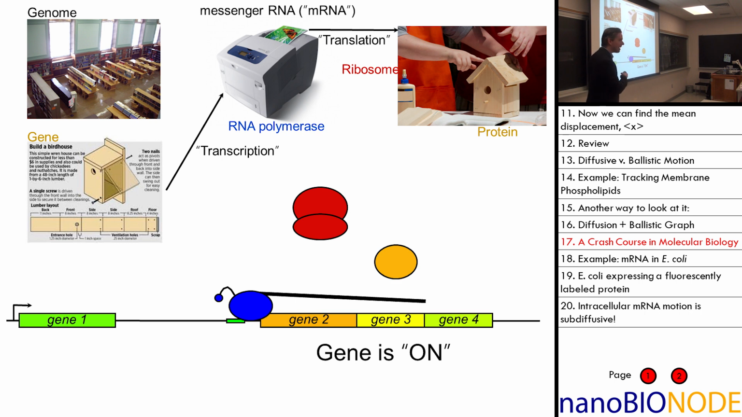So this is in general how genes get expressed in E. coli. And in this particular case, where this gene is actively producing protein, you say that gene is in its on state. That is, it's actually producing something.